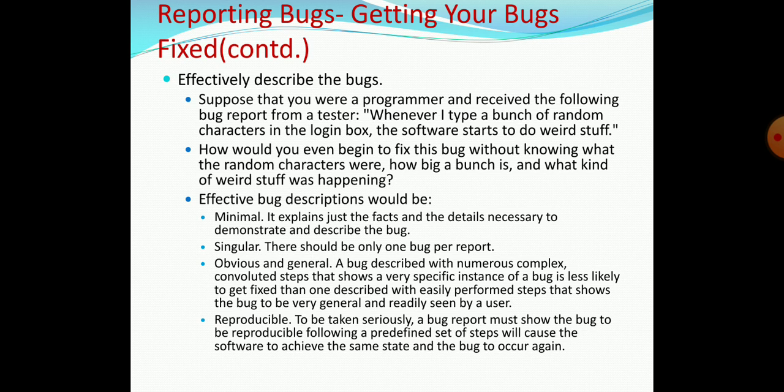Then obvious and general. A bug described with numerous complex convoluted steps that shows a very specific instance of a bug is less likely to get fixed than one described with easily performed steps that show the bug to be very general and readily seen by the user.